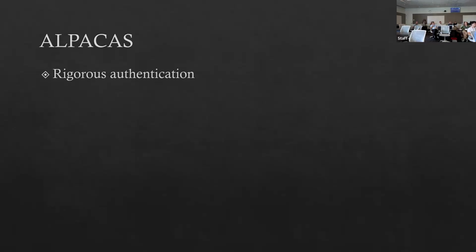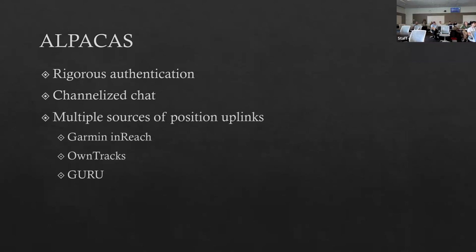It provides rigorous authentication, so with the channelized chat that you get access to, you're not going to be able to see the PI chat if you're just a gopher like me. It allows you to feed positions into the fleet through multiple avenues, notably Garmin inReaches, which are satellite communicators. So when folks don't have cell signal, we can still get their locations for situational awareness. There's an app called OwnTracks that I use on my phone that also will feed locations to alpacas. And then Guru itself will also feed locations if you've got a GPS plugged into it.